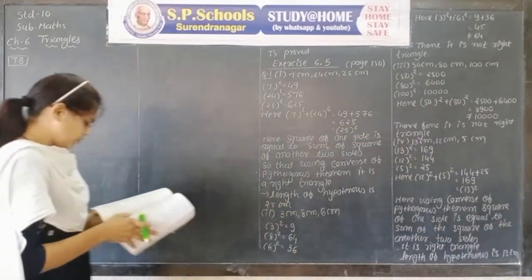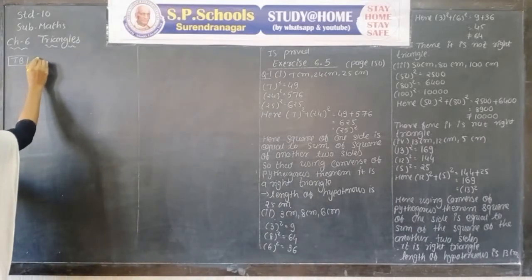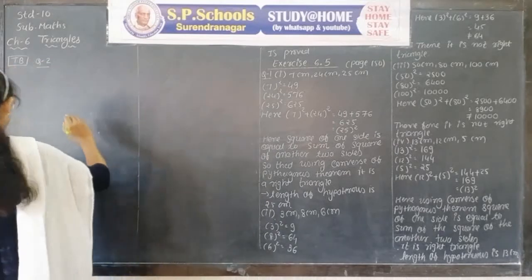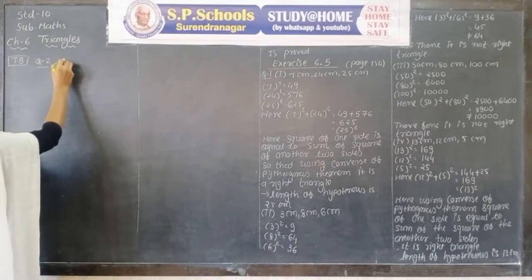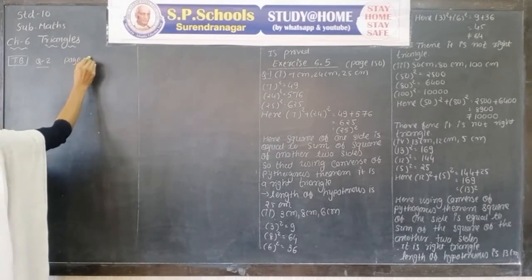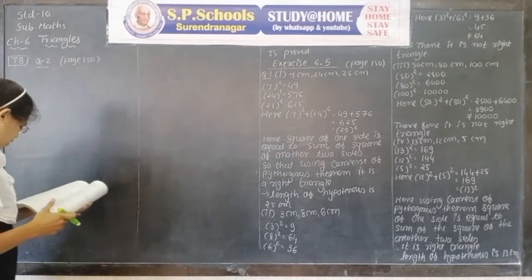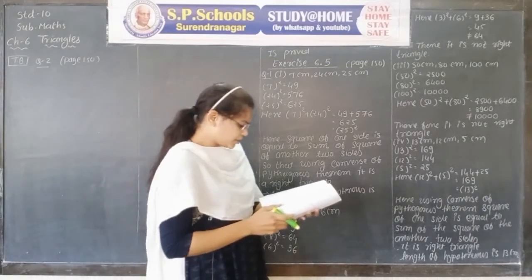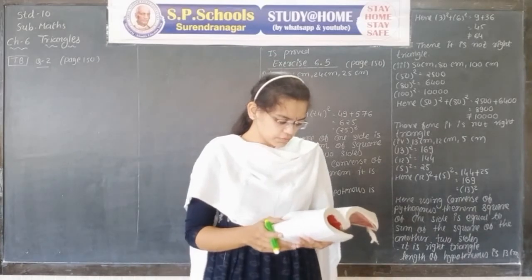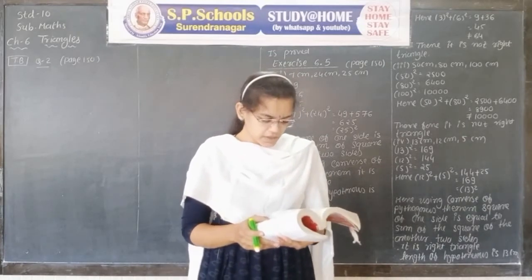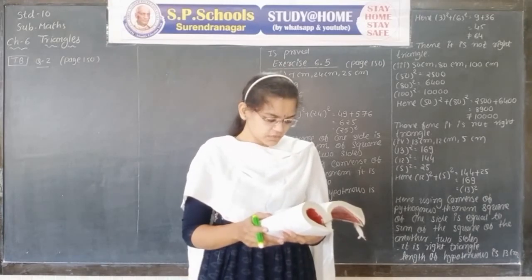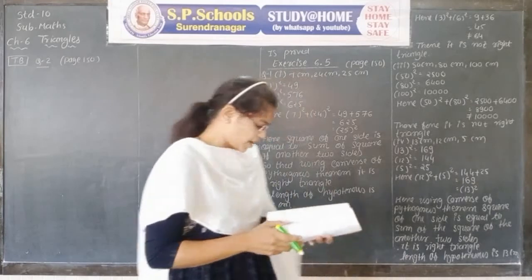See the next question number 2, from the same exercise 6.5 on page number 150. PQR is a triangle right angled at P and M is a point on QR such that PM is perpendicular to QR. Show that PM square is equals to QM into MR.